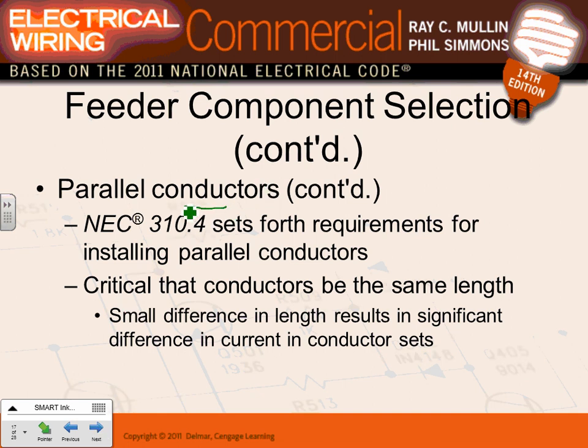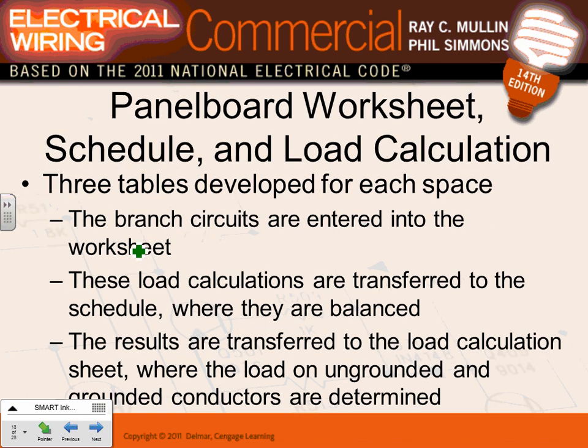Here's where you get all the requirements for parallel conductors. We'll talk about these. The conductors must be the same. Here are the rules for the conductors when paralleled: they have to be the same material, same length, same insulation, same termination, and a bunch of other sames. Why? Because a small difference in the length will have a significant difference in the current. I'll show you an example later on.